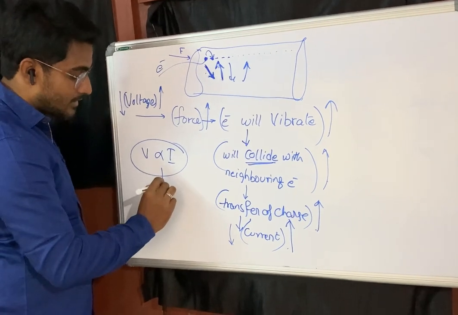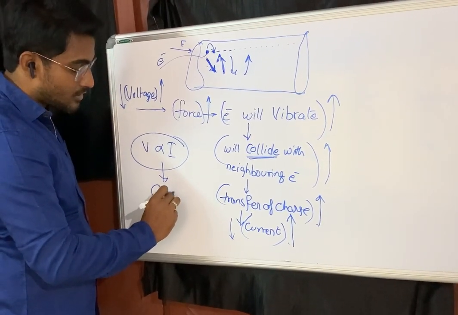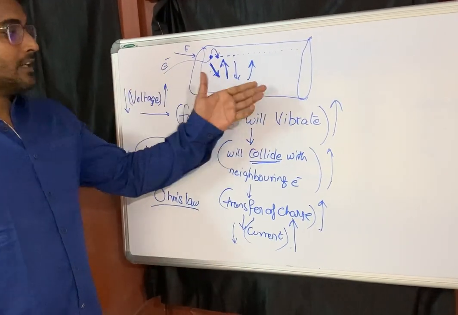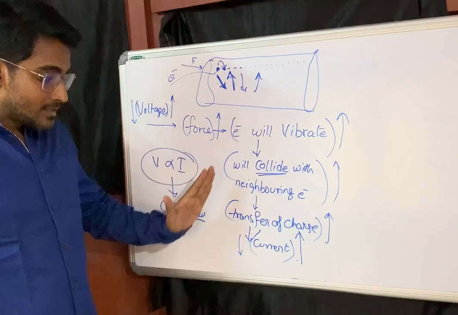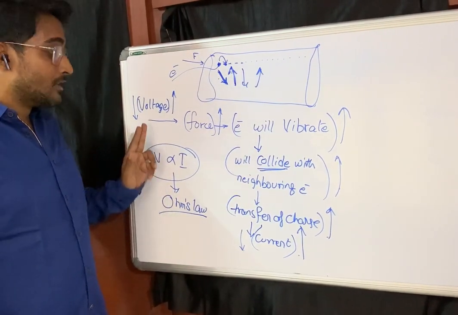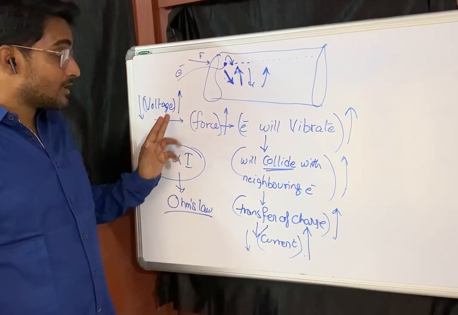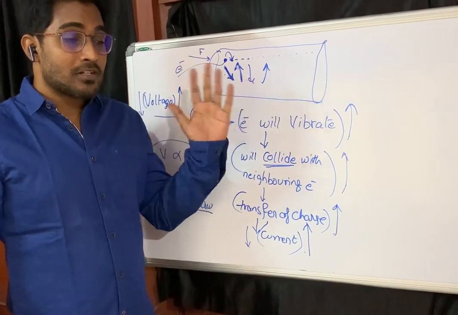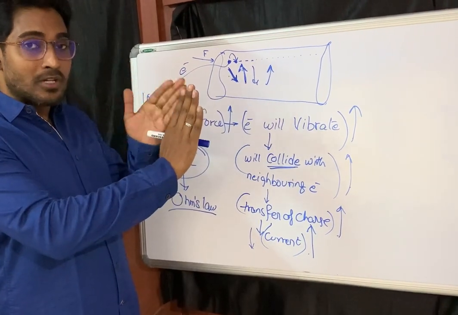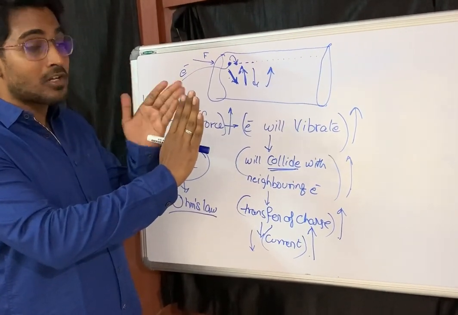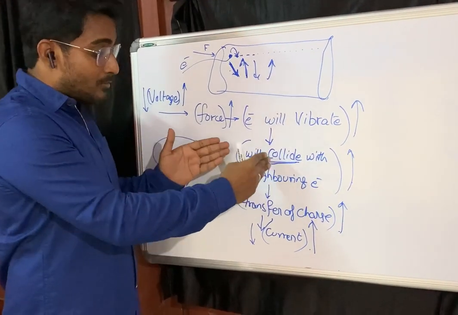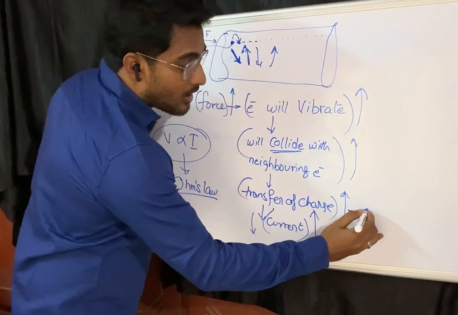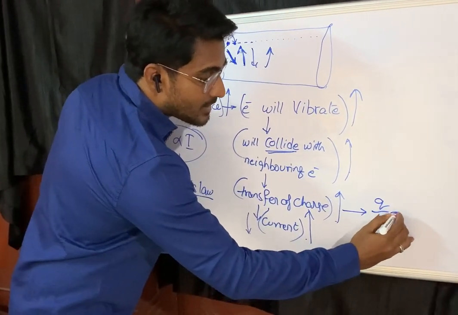This is the relation of Ohm's law. What Ohm's law is saying is that current in a conductor is directly proportional to the applied voltage. How is applied voltage affecting it? With this applied voltage, you give some force to the electrons. With that force, the electron will vibrate, and because of this vibration, it will collide with the very next electron, and because of those collisions, transfer of charge will take place. This transfer of charge, or charge per time, is nothing but current.